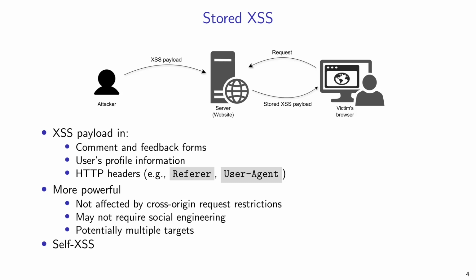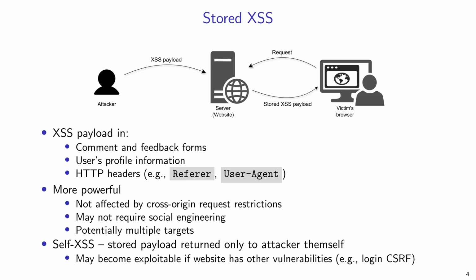Self-XSS is a vulnerability related to stored XSS, but here the limitation is that the stored payload is returned only to the attacker themselves. Usually, this vulnerability cannot be exploited, but it may become exploitable if the website has other vulnerabilities. For example, a login CSRF vulnerability, meaning that the attacker can force a victim to authenticate into the attacker's account on the vulnerable website.